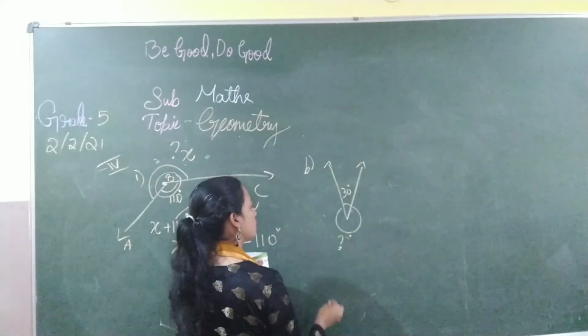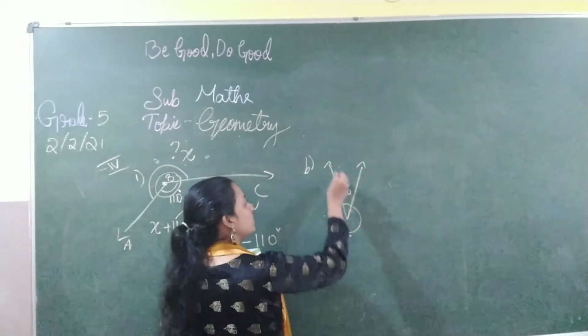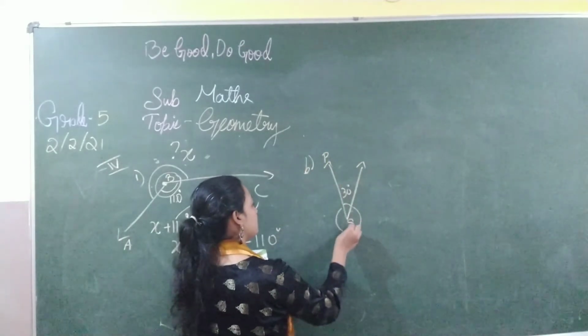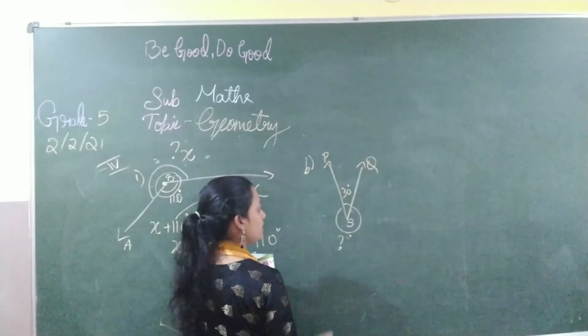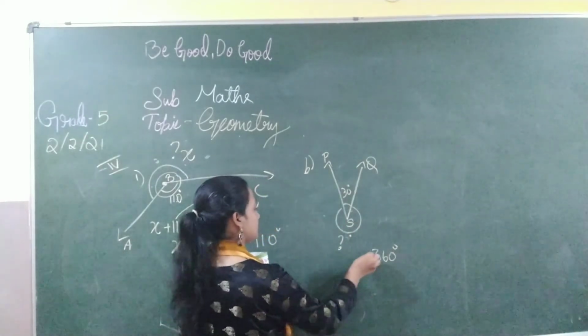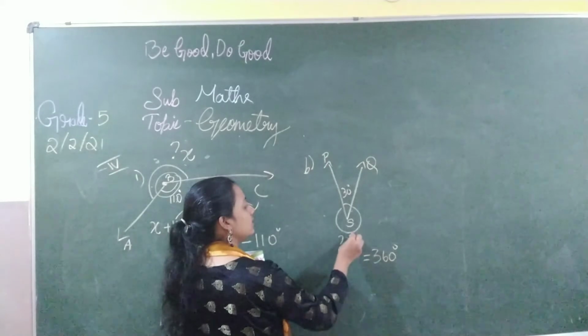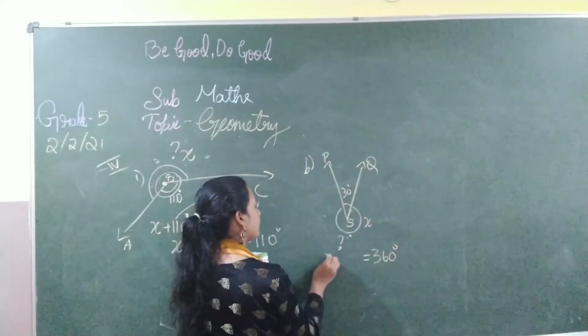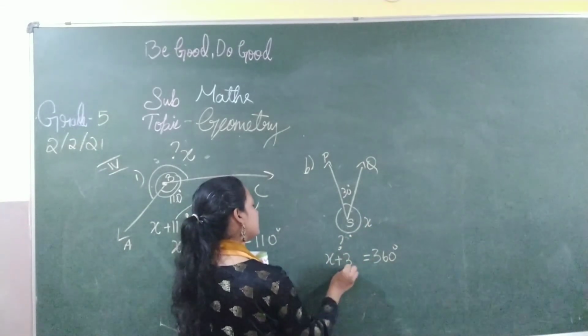Question mark. So how to name it? Practice naming it. So let me name it. Okay. So what should the angle be equal to? Totally 360. What else should I add? If I take this as x plus 30.